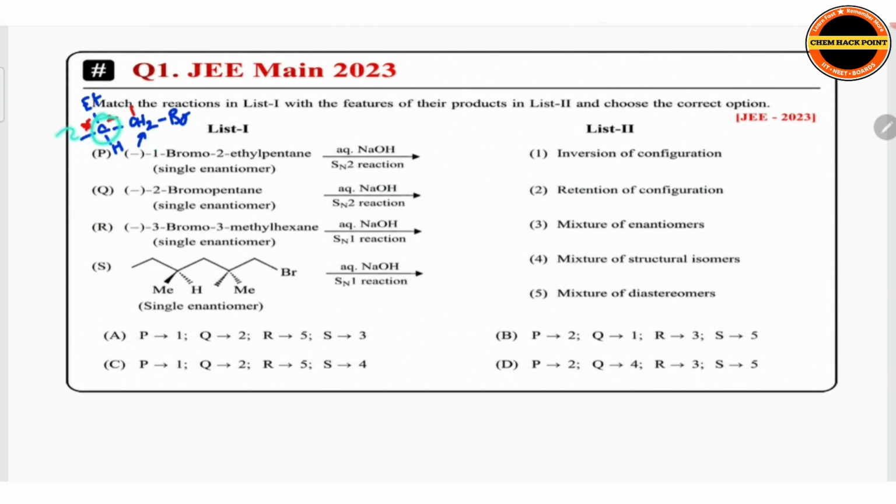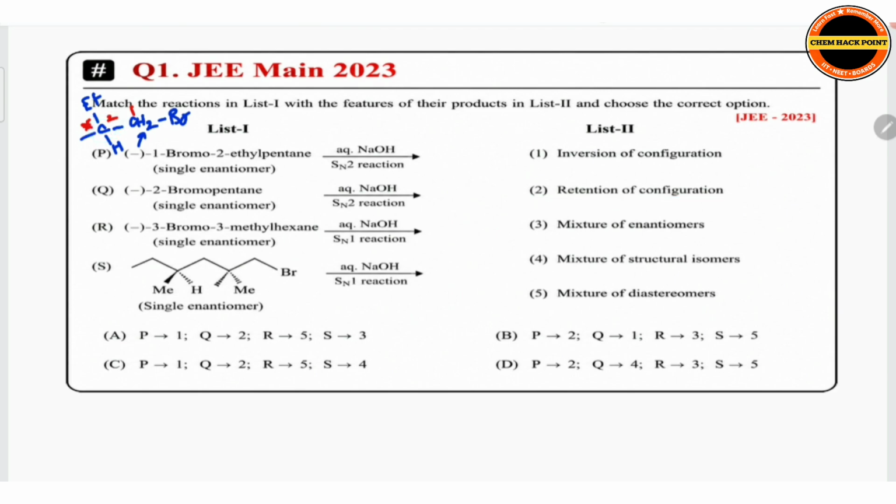So there is no change in configuration at the chiral carbon, because it is not attacked. Bromine is present on the achiral, non-chiral carbon, so there is no inversion of configuration at the chiral carbon. The chiral carbon remains as it is, so for this you can consider retention of configuration. Why retention? Because the chiral carbon has no bromine. The reaction occurs at the achiral carbon, but the chiral carbon remains unchanged, and unchanged means retention of configuration.